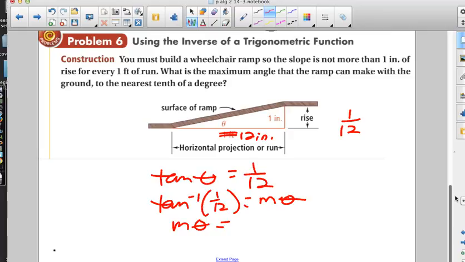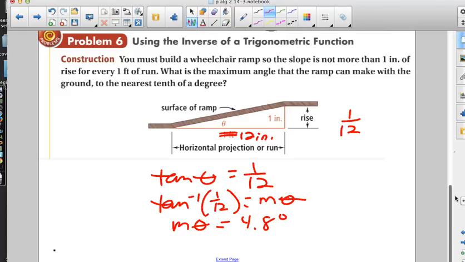Inverse tangent of our little 1/12. Well, let's go 4.76 since it's so tiny. We'll use an extra decimal there, so about 4.76 degrees. Oh, wait a minute. They did tell us what to round to. They wanted tenths. Fine. Be that way. 4.8 degrees, which is not much. 4.8 degrees is not much of a slope. But it's a wheelchair ramp.